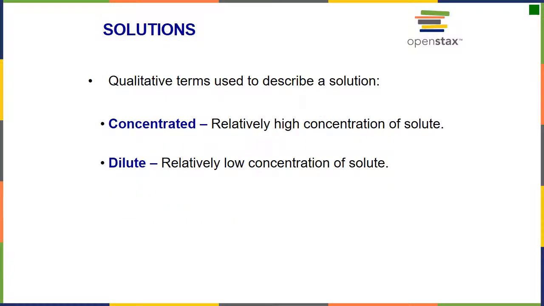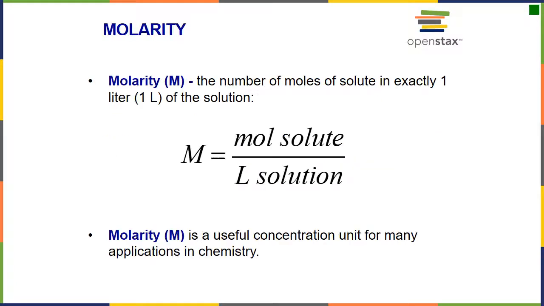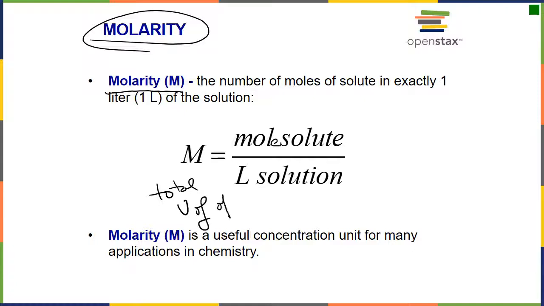And again, we can look at amounts like concentrated and dilute. It just doesn't really tell us very much. That's just qualitative. Because this is chemistry, we want to know how many moles of something we have. So we're going to introduce a term, molarity. Molarity is moles of solute over the total volume of solution in liters. So we have molarity, moles of solute per total volume of the solution in liters.